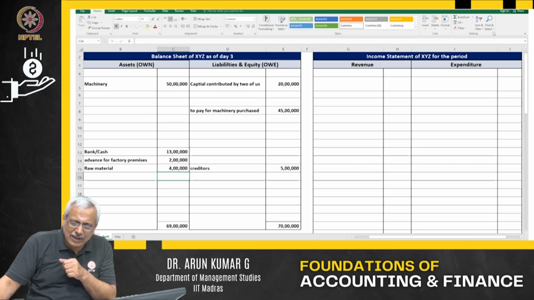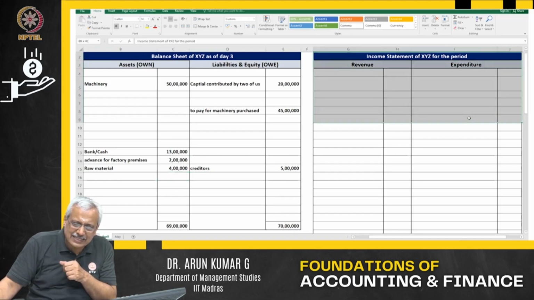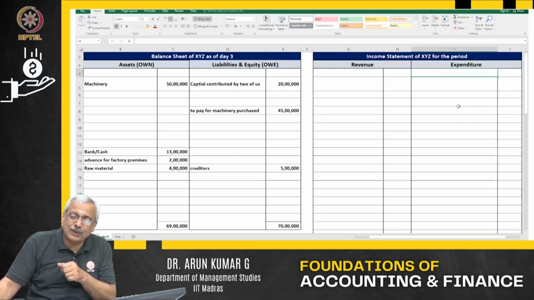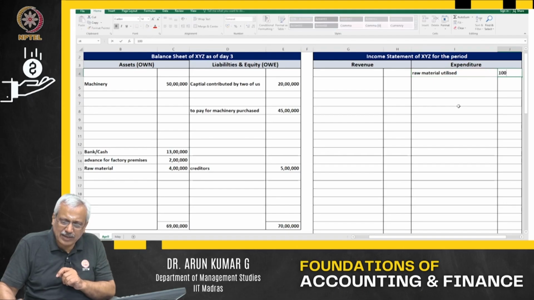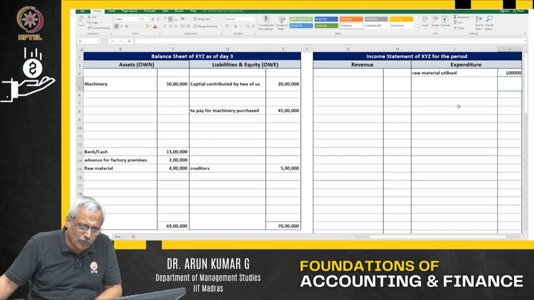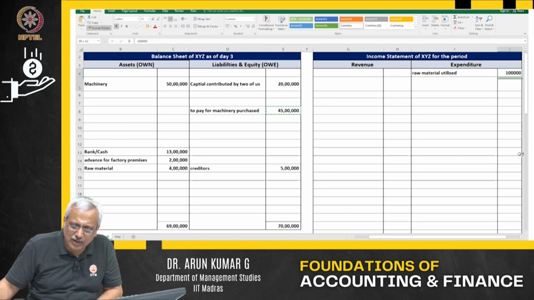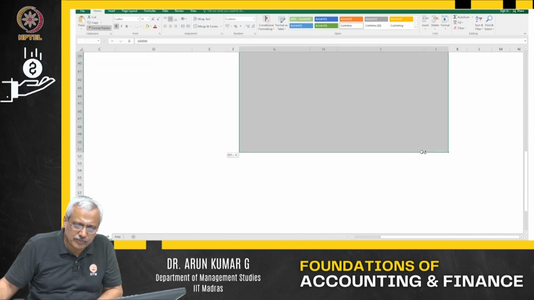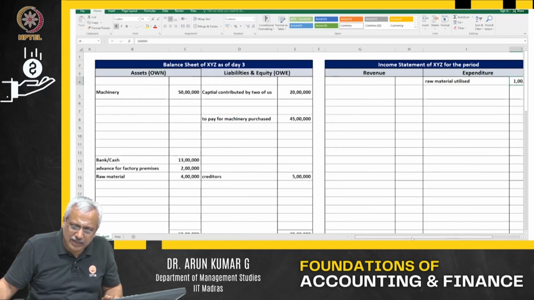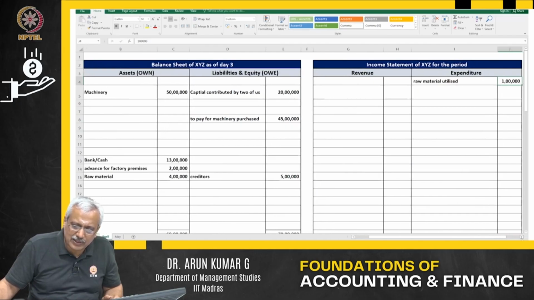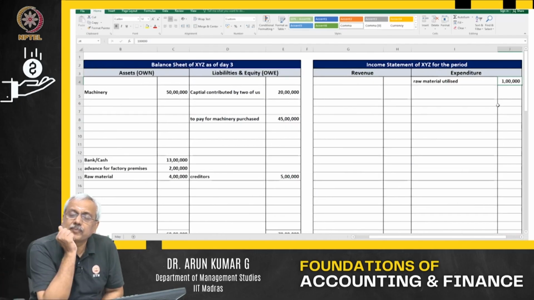The moment you have utilized it, what happens? It becomes an expenditure for me, that is raw material utilized. How much is the raw material utilized? I have utilized 1 lakh worth of raw material out here.